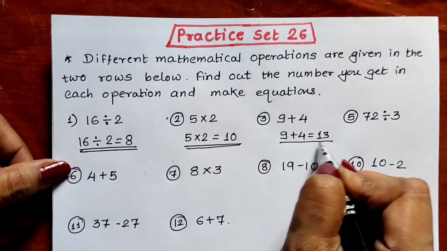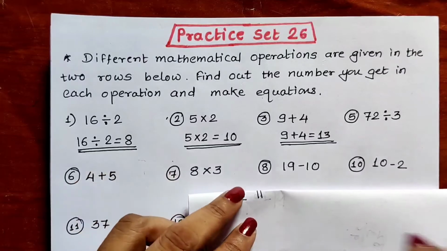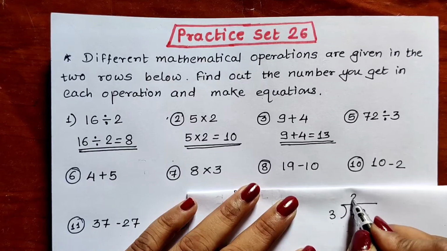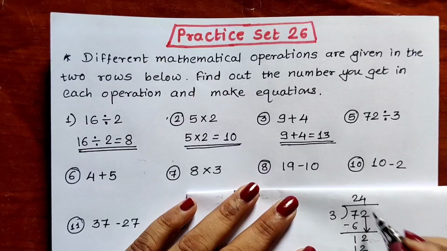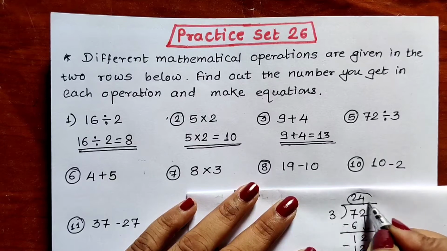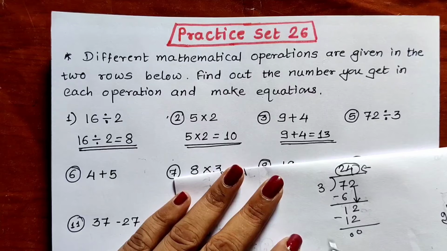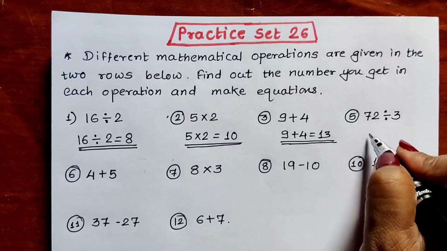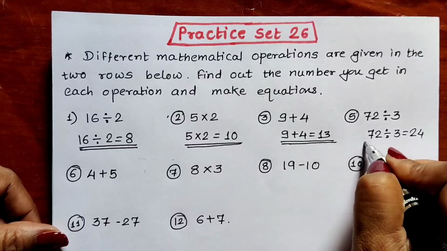We all know that. Again, 72 is divided by 3. So for division, if you want, you can do it on your rough page. 3 2s are 6. 7 minus 6, 1 remaining. This 2 we have to bring down. So 3 4s are 12. So this 24 is the quotient, and the quotient is always the answer of division, we all know. So in this way we are getting 24 in the quotient. So let us write here, the answer is 72 divided by 3 is 24.